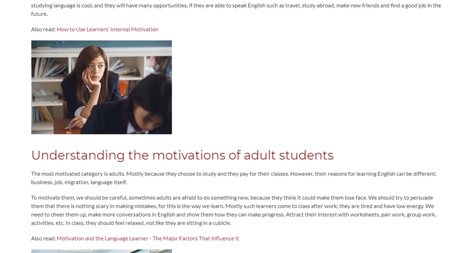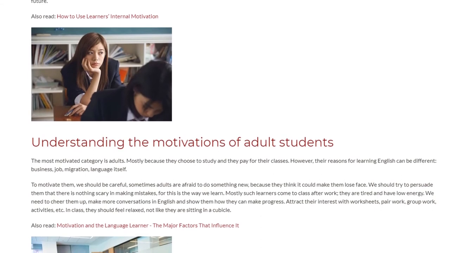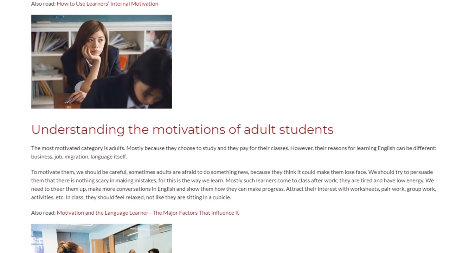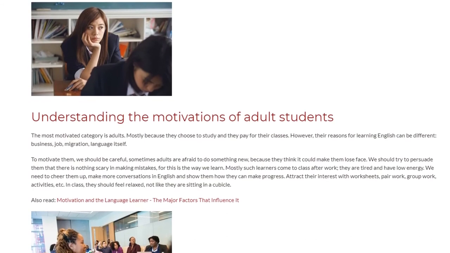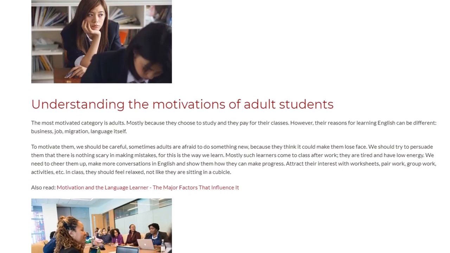Understanding the motivations of adult students. The most motivated category is adults. Mostly because they choose to study and they pay for their classes. However, their reasons for learning English can be different: business, job, migration, language itself. To motivate them, we should be careful.